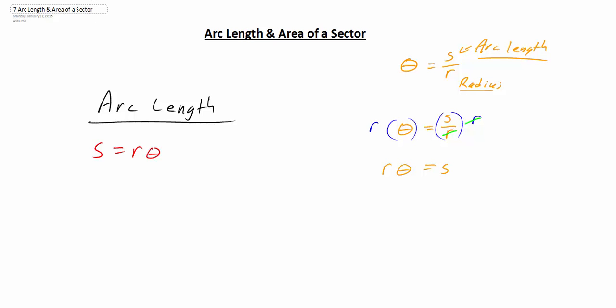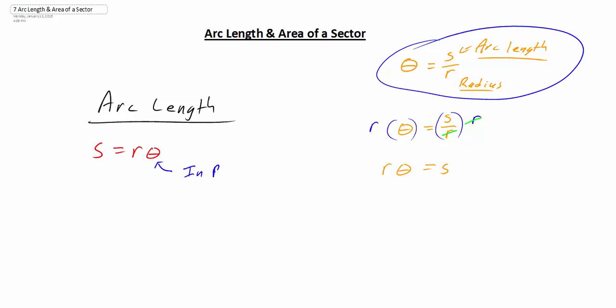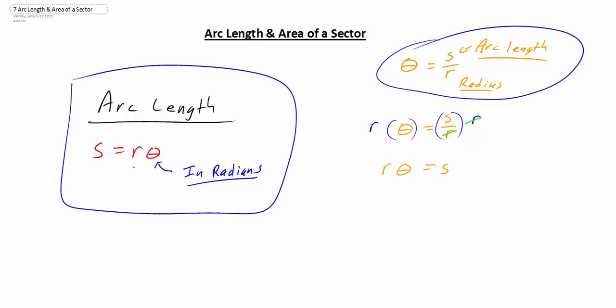Now, there's one thing that we have to be very careful about here. If you realize, in this definition of what theta was, theta was the angle in radians. So when we use this formula, theta must be in radians. What that means is we cannot plug in degrees. So if your angle is, for example, 45 degrees, we can't plug 45 in for the angle. We would have to use the radians, which would be pi over 4. So keep that in mind anytime you're using this formula S equals R theta.